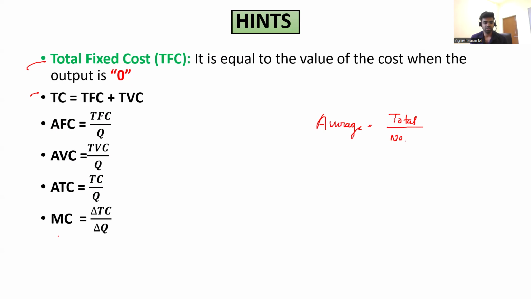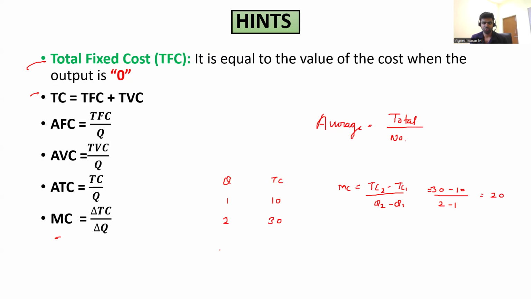Next one, marginal cost. Marginal cost is nothing but change in total cost divided by change in quantity. For example, this is the quantity and this is the total cost observed. For one quantity, it is 10 rupees. For two quantities, it is 30 rupees. So marginal cost will be equal to TC2 minus TC1 divided by Q2 minus Q1. That is 30 minus 10 divided by 2 minus 1, so that is equal to 20.